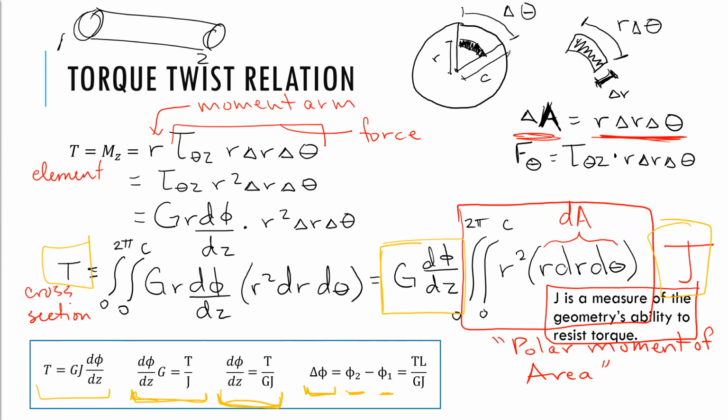What's L? Yes, L is the length. L popped in there because d phi dz became delta phi over delta L, and then I moved it to the other side and integrated with respect to L, and it becomes the length. So that's the length between cross-section 1 and cross-section 2. Other questions?